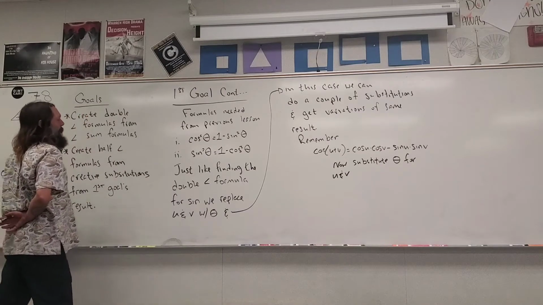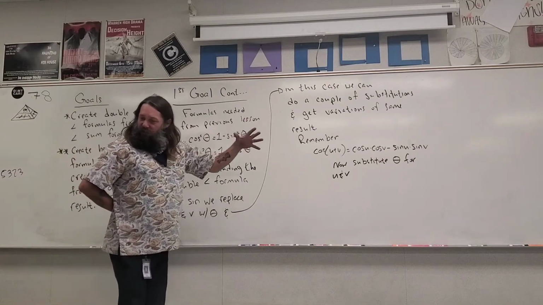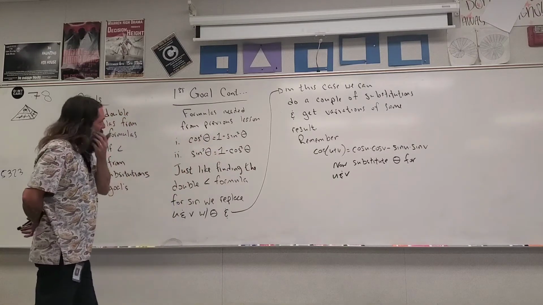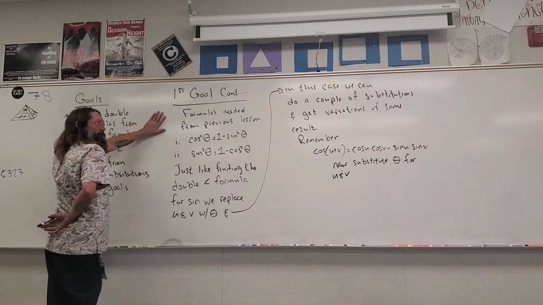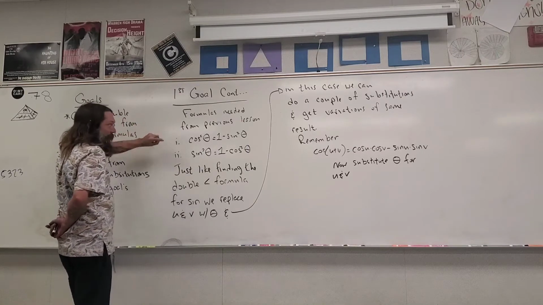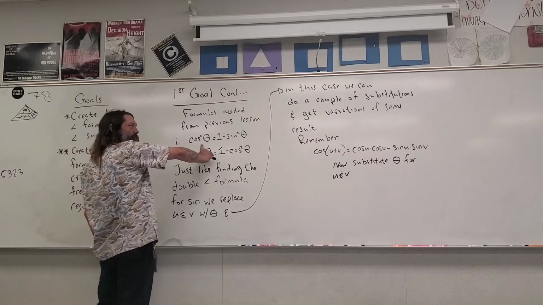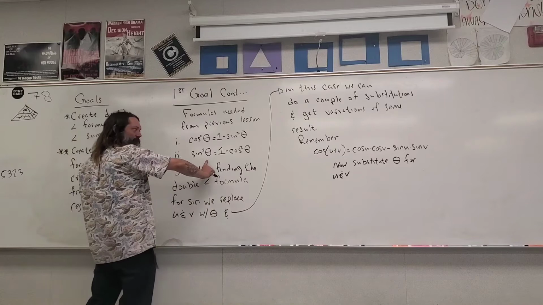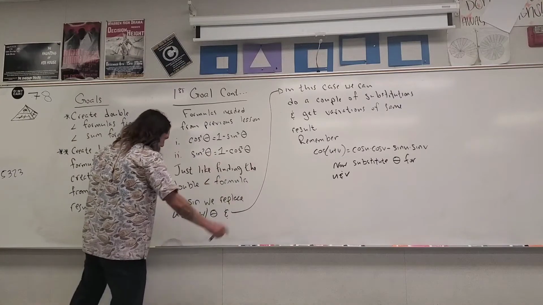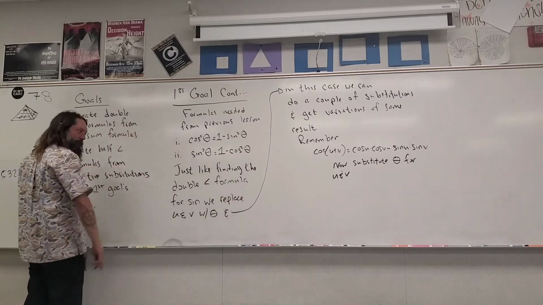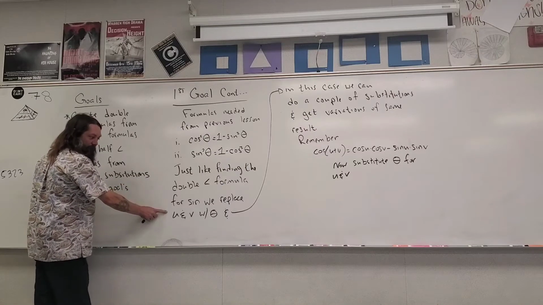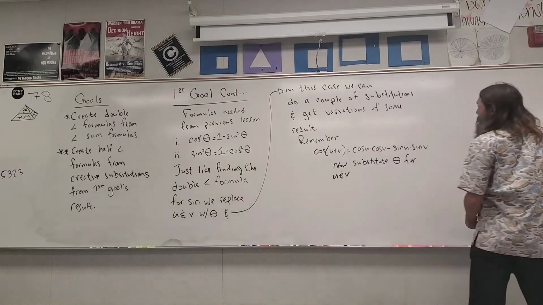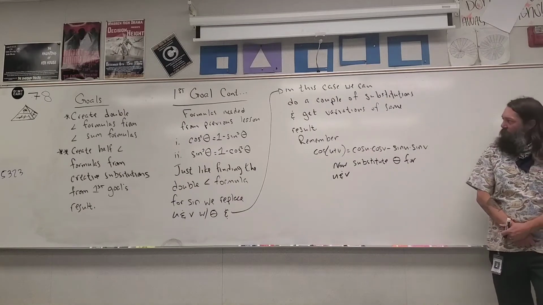So we're going to try and create the double angle formulas for cosine. It's plural here. So from the previous lesson, we needed some formulas. I need the formula cosine squared of theta equals 1 minus sine squared theta, and sine squared theta equals 1 minus cosine squared theta. Just like finding the double angle formula for sine, we replace the u and v with theta. And in this case, we can do a couple of substitutions and get variations of the same result.